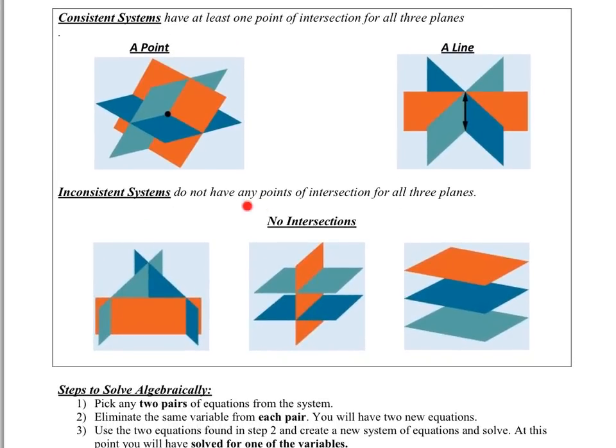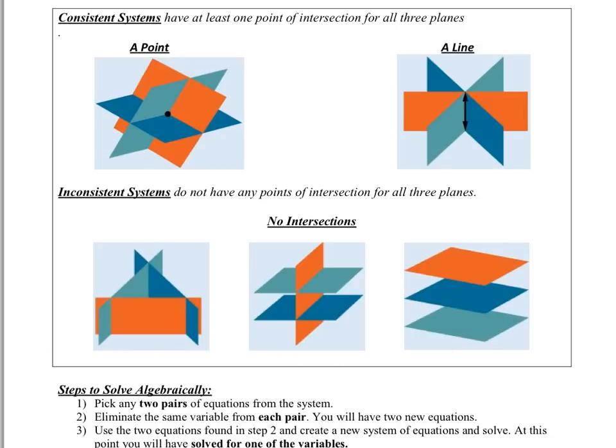Inconsistent systems are systems that don't intersect at all. This first example is the most obvious. They're parallel to each other. They're never going to intersect. This orange plane intersects with the blue plane and the green plane independently of each other, so there's not one single point, like here, where all three intersect. Same for here, this green and blue plane intersect here, but what about the orange? The orange isn't there at all, so therefore there are no intersections between all three.